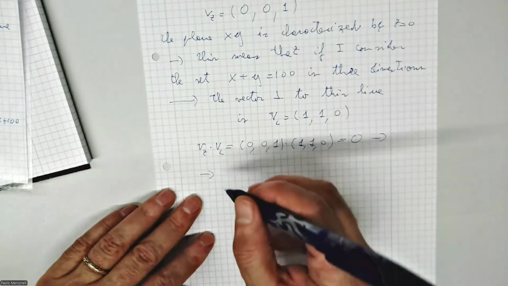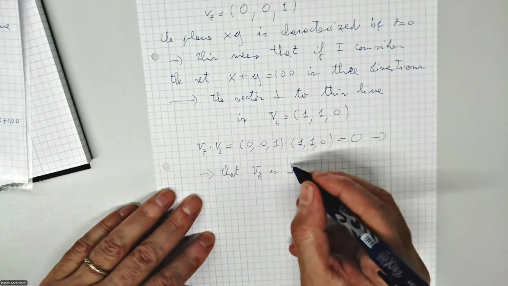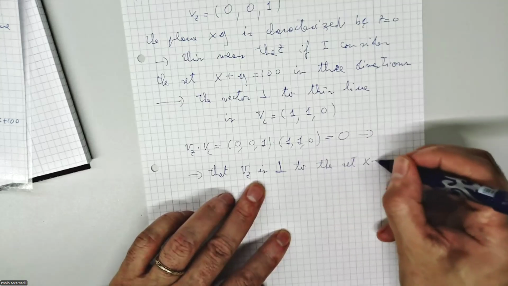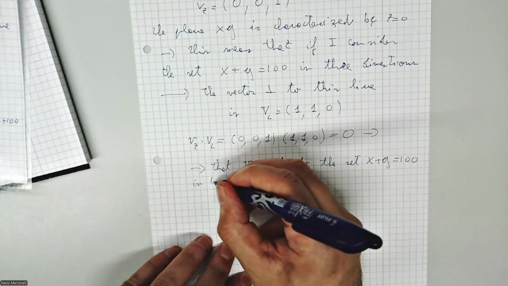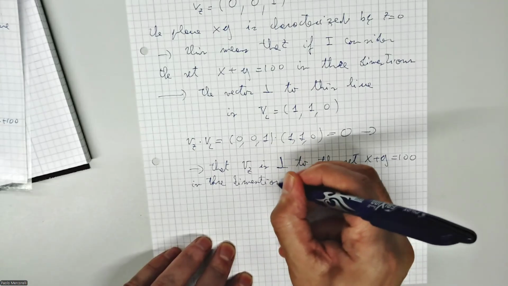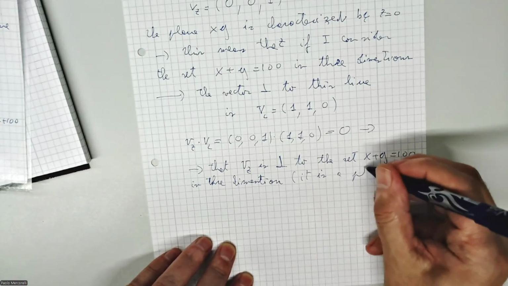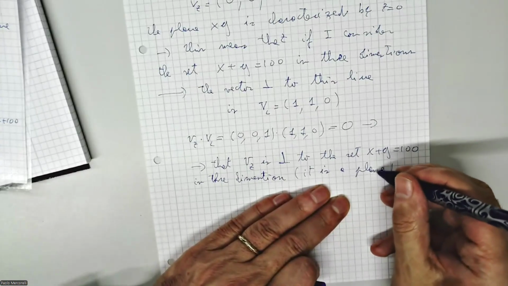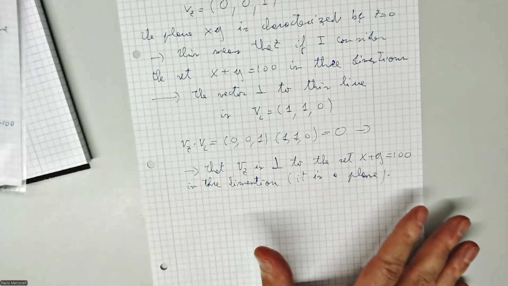This means it follows that Vz is orthogonal, let me write quickly, to this set x plus y equals 100 in 3 dimensions, which is in a plane. Okay, let me go ahead with this. That was a little bit to repeat what we have seen.